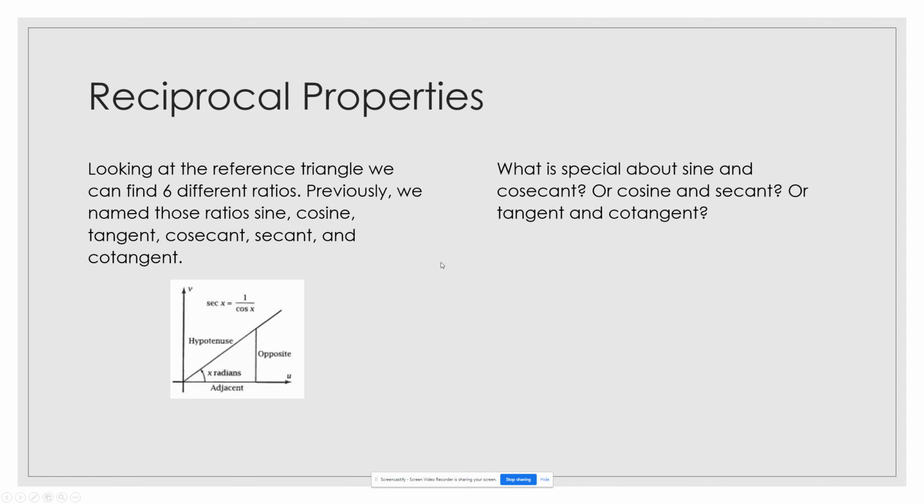What is special about sine and cosecant, or cosine and secant, or tangent and cotangent? What I'm asking you here is, what is special about sine and cosecant? Sine is opposite over hypotenuse. Cosecant is hypotenuse over opposite.